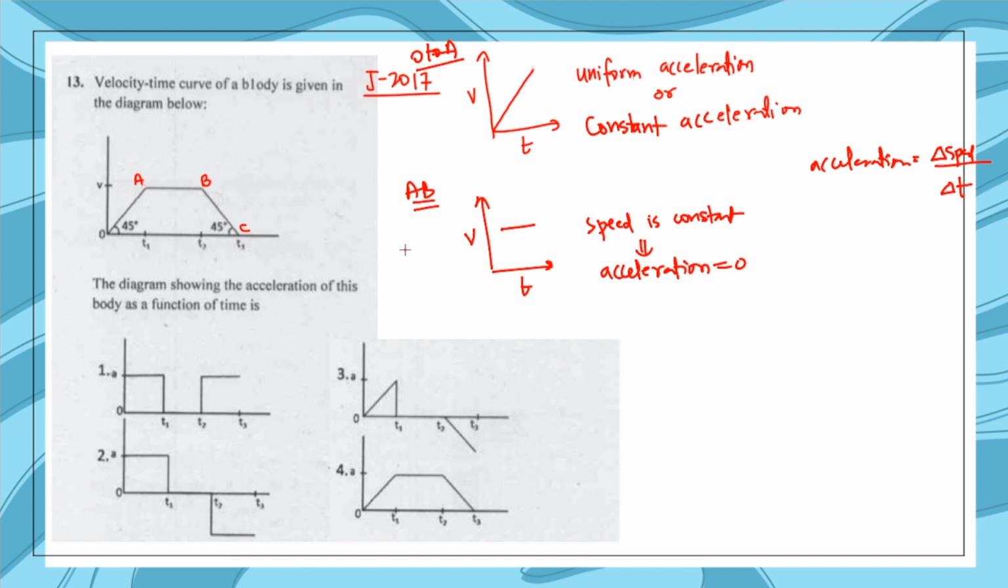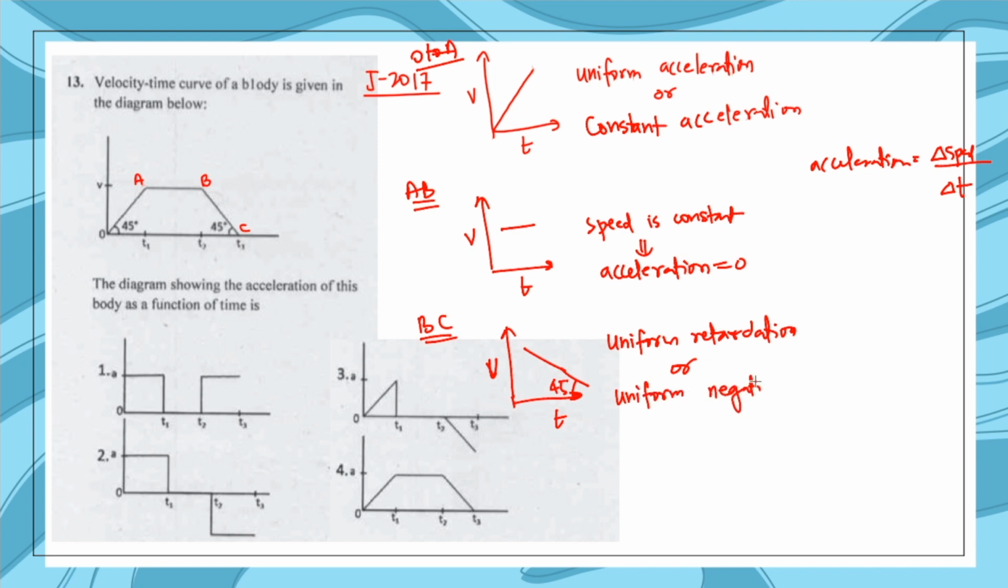Now when I talk about point B to C, over here I will see that in the velocity and time graph, the graph is going downwards with a 45-degree angle, as I said. So this is uniform retardation. Retardation, as I said, is nothing but the reverse of acceleration, it can be called negative acceleration. Now we have to plot these 3 scenarios in a single acceleration time graph.